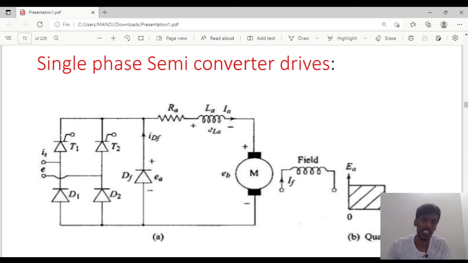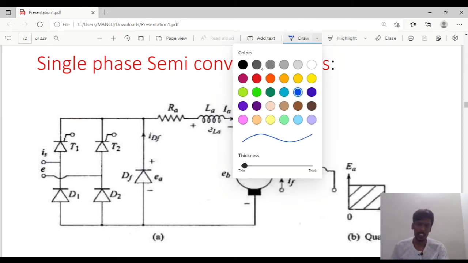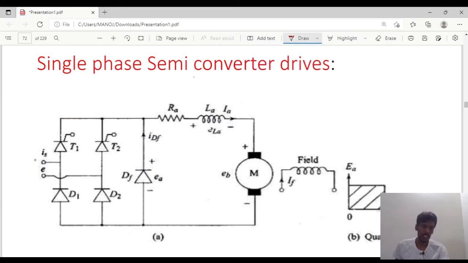Everyone, today I will discuss single phase semi converter drives. In this single phase semi converter drive, first we will take the source V, or we will consider it as E, and it is connected to two thyristors as well as two diodes. Semi means two thyristors and two diodes. If we consider a total of 4 thyristors, it is considered a full converter. Since we are considering only 2 thyristors, we are calling it a semi converter drive.